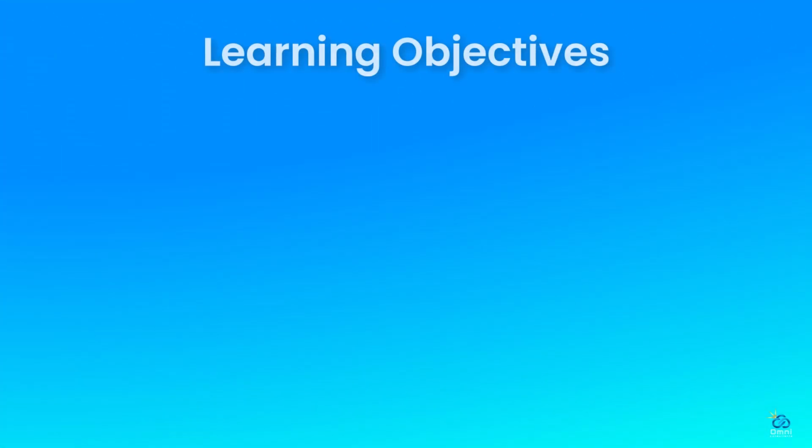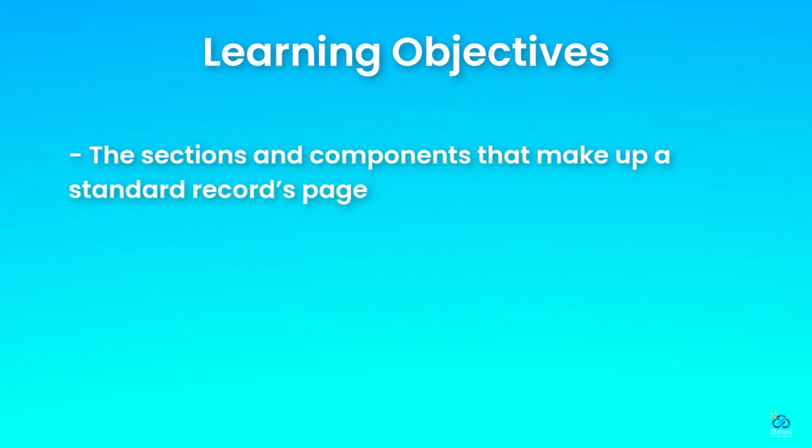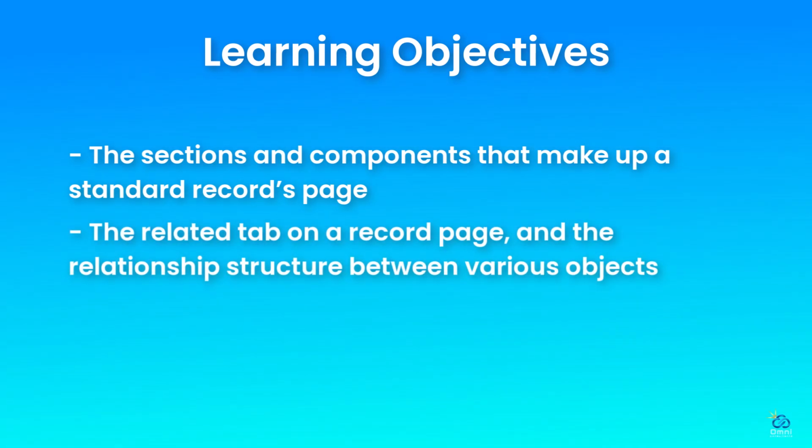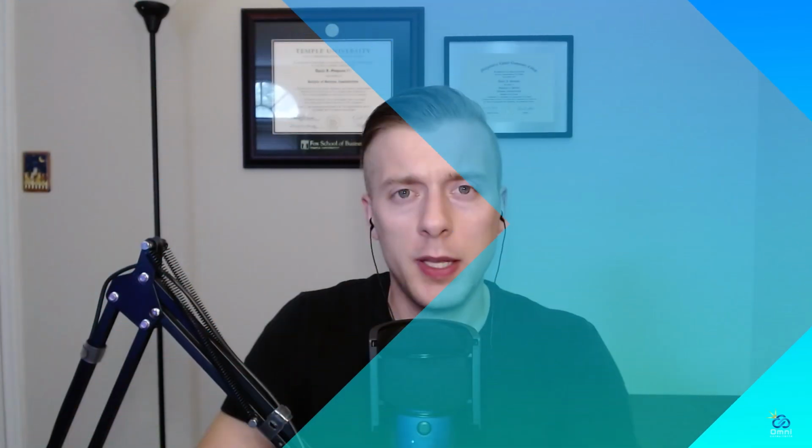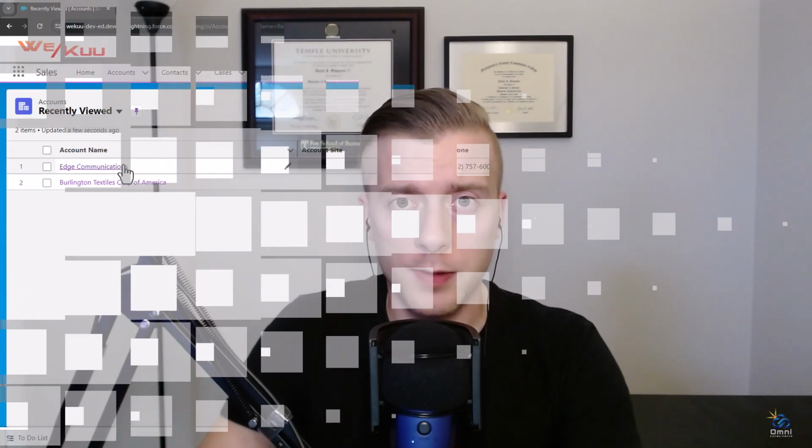In today's video, we will be going over the contents of a typical record page. Additionally, we will go over how various objects connect to each other. By the end of this video, we'll learn the sections and components that make up a standard records page, the related tab on a record page and the relationship structure between various objects. Please note that every Salesforce instance is different, and the layouts we discuss may vary from your company's layouts.